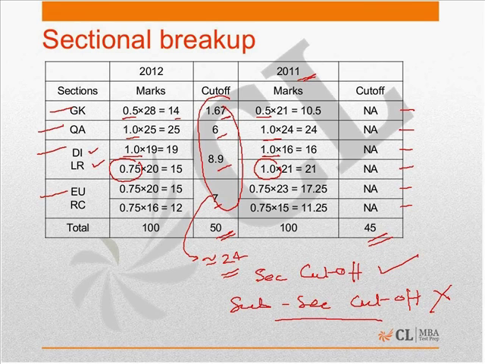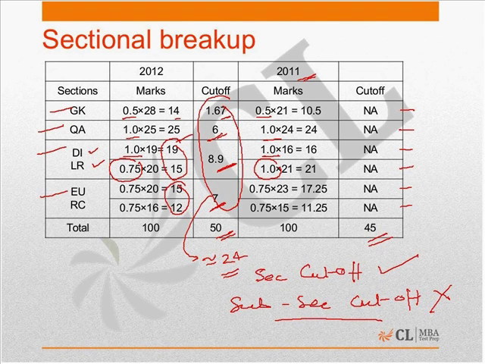Okay? And look at the others. Quant, the sectional cutoff 6. DI plus LR, a total of 34 marks, 19 plus 15, 34 marks. Cutoff is 1/4, 9 marks. EU plus RC, 27 marks. Cutoff is 1/4. So you can just safely say, if I am able to get 1/4 of the score of a section, I will get the cutoff. And the overall cutoff, look at 60% marks.